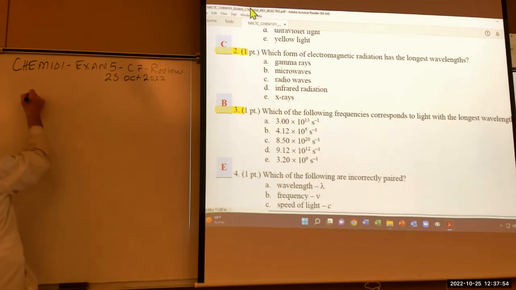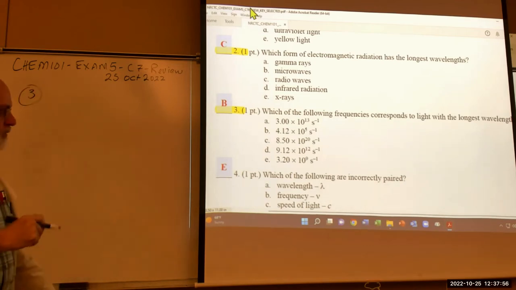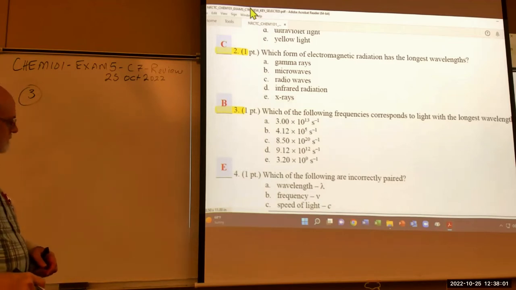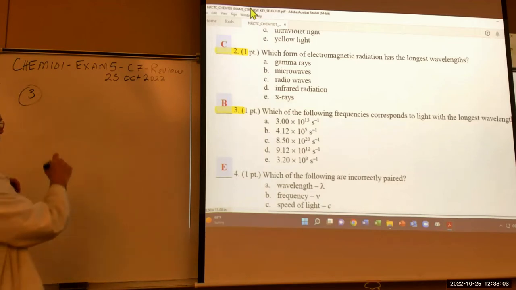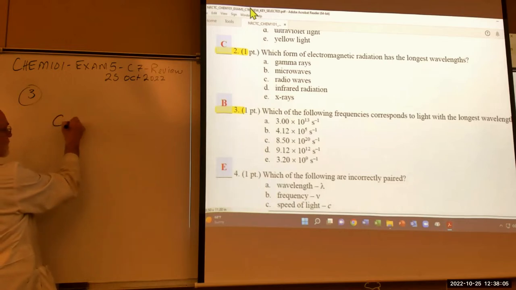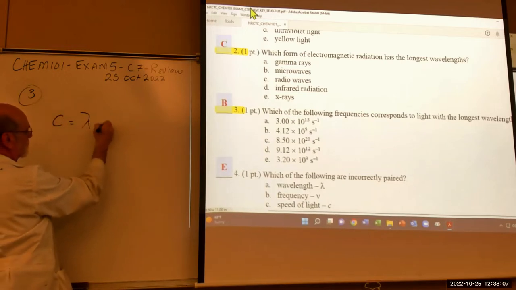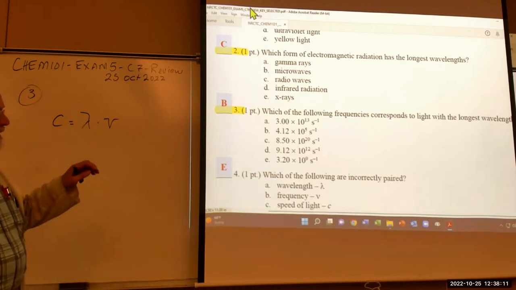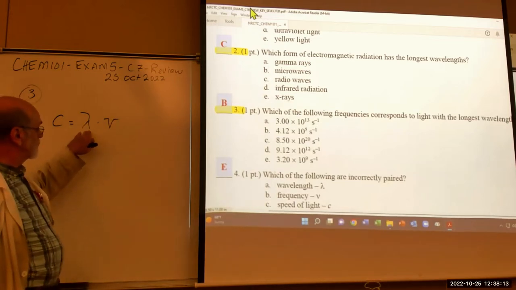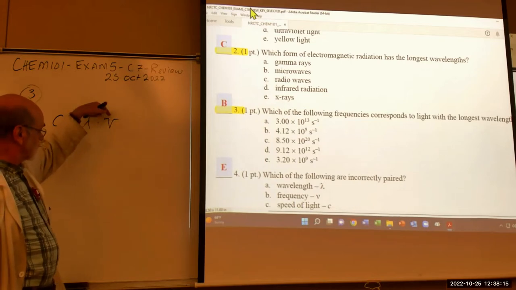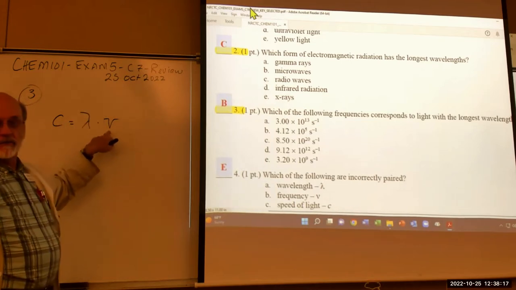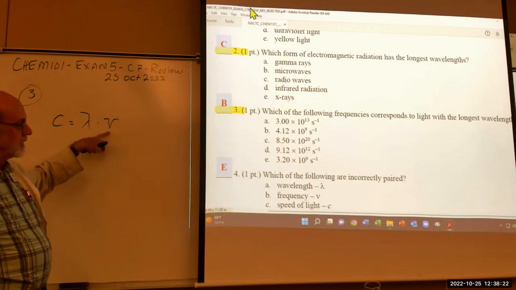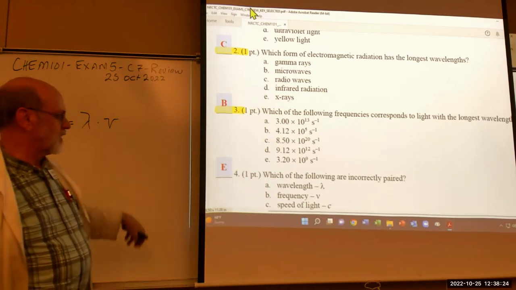Number 3. Which of the following frequencies correspond to light with the longest wavelength? Yeah, maybe I should have left that up there. We're talking now about this equation, right? Frequency, wavelength. So if the longest wavelength you want, this gets longer, this gets smaller. So the frequency has to be the smallest number, right? So the smallest one out of that group.